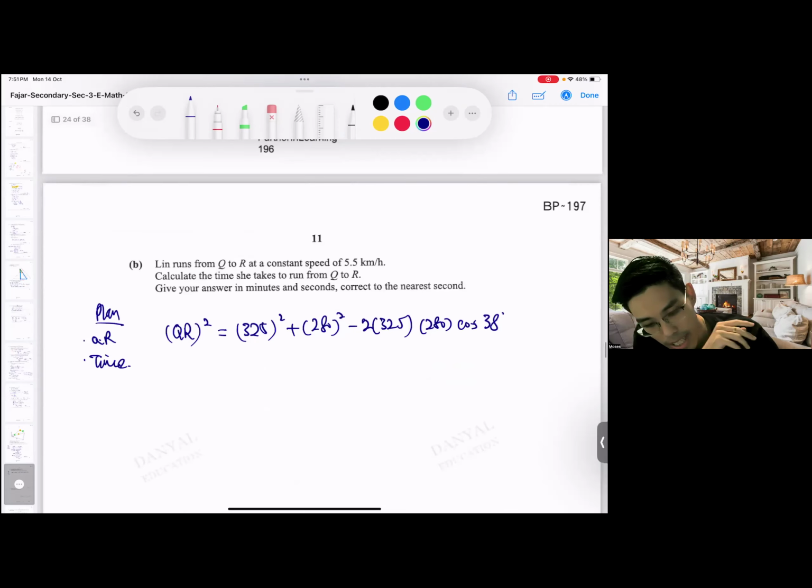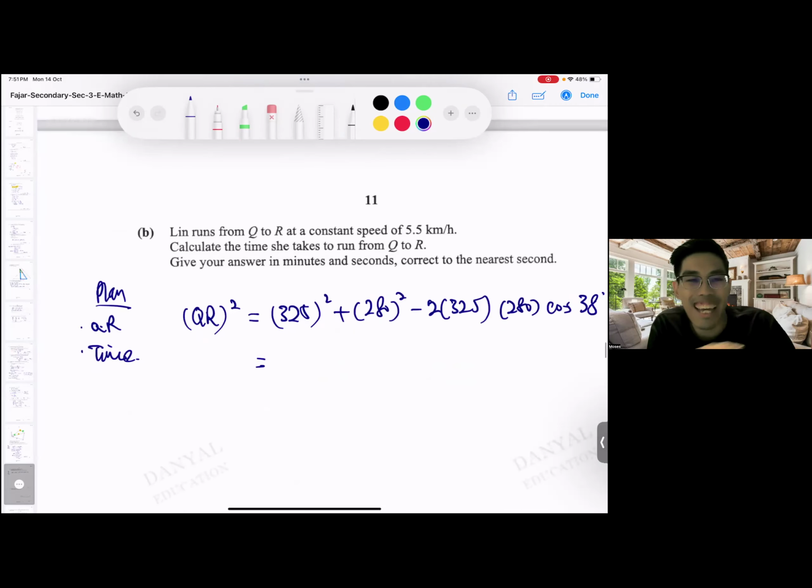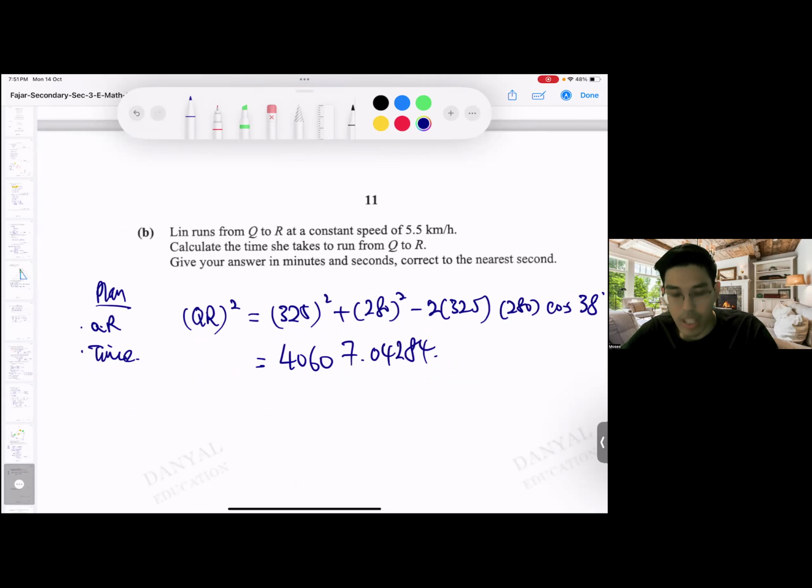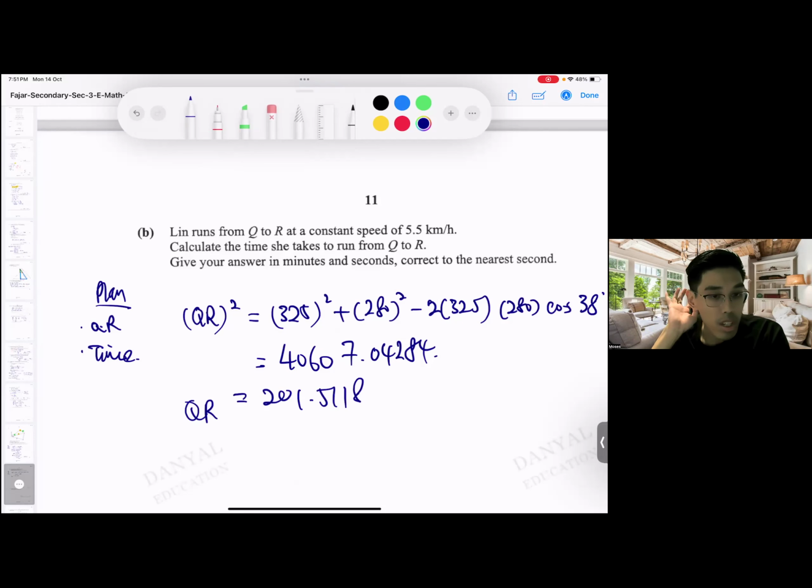Okay, continue. So you see this entire stretch can be evaluated to a certain value, so that you can just key the whole thing in the calculator: 325 square plus 280 square minus 325 times 280 cosine 38. I'll get 4060704284. Writing everything doesn't matter, what matters more is the answer. So QR equals the square root of this, which will be 201.5118. So this is good enough.